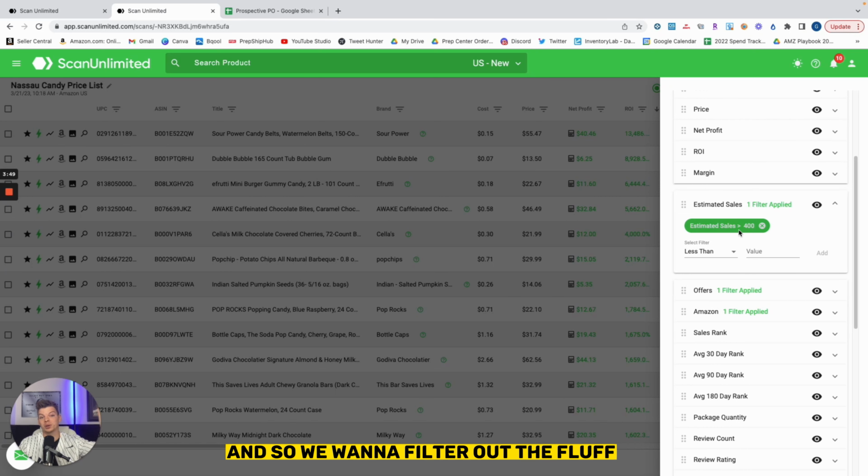So we want to filter out the fluff. We want to filter out the dead weight of catalogs, the products that just don't move, because we don't want to waste our time looking at those. For us, we're filtering out anything less than a couple hundred, 200, 300, something like that. We're not necessarily caring about price. We want to be looking at products that move.